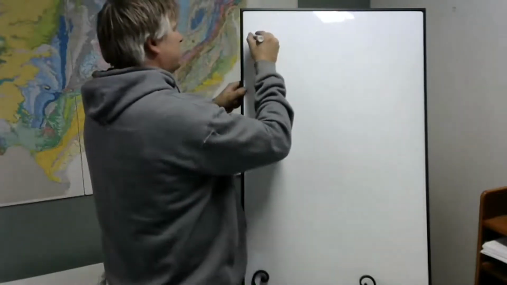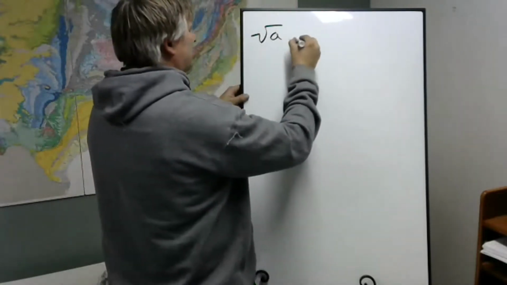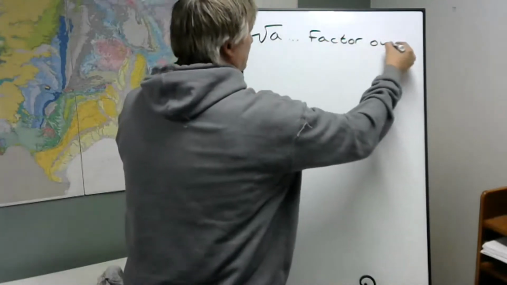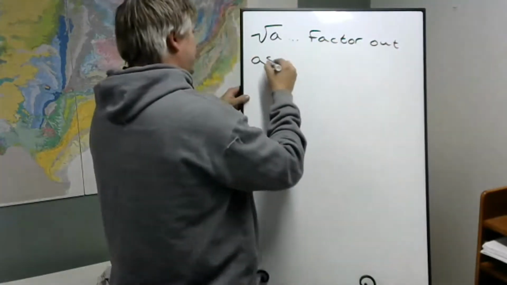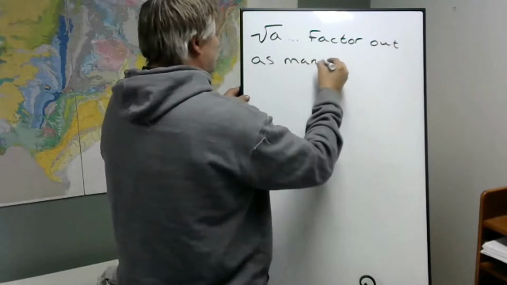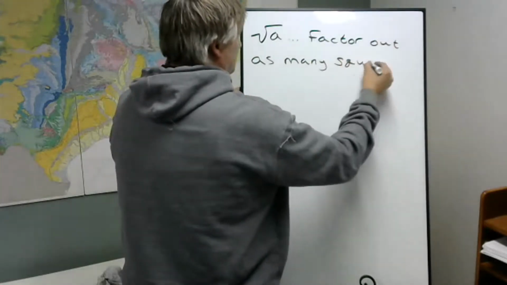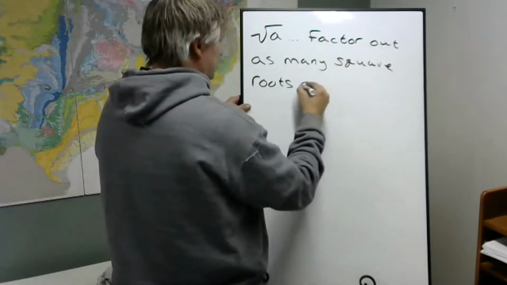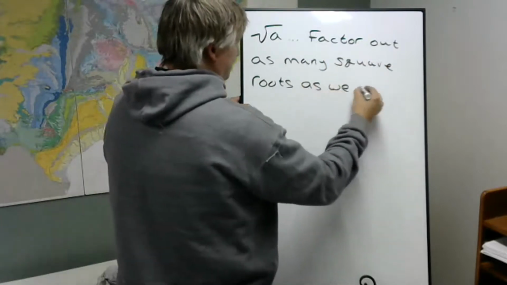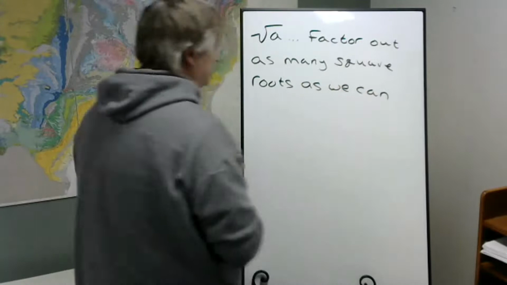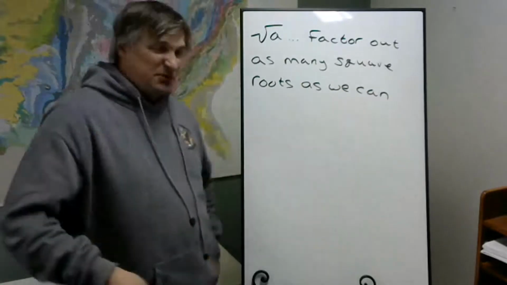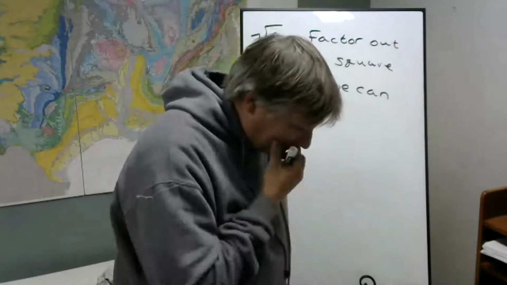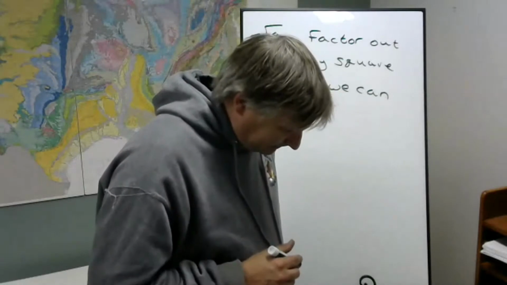So for square root A, we'll try to factor out as many square roots as we can. And so you'll see this a lot in mathematics. It's a very common thing. So let me do another one.